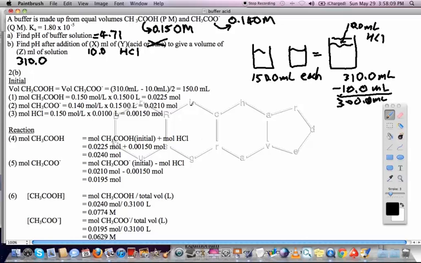So now we've got our initial moles. Those are important values. I'll go ahead and circle those. So that's for acetic acid. This is for acetate ion. And this is for HCl. So those are initial moles right there.